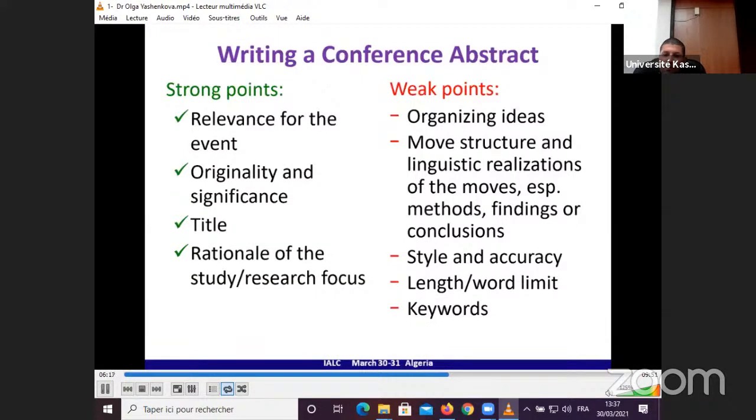For many of them, it was difficult to express themselves concisely, and they were not able to stay within the word limits, and also failed to choose the appropriate keywords.